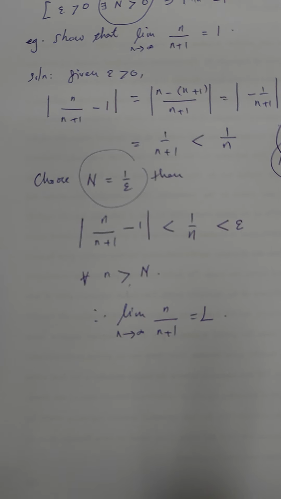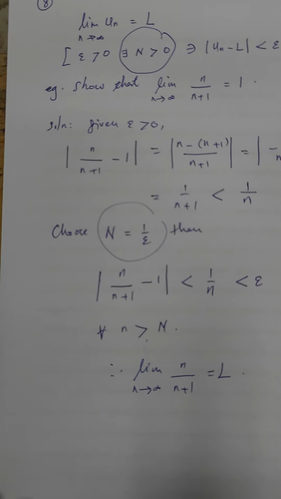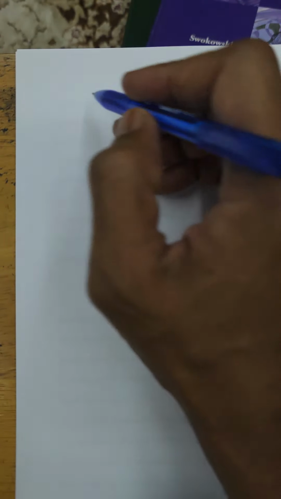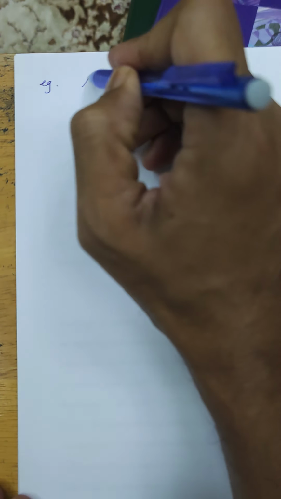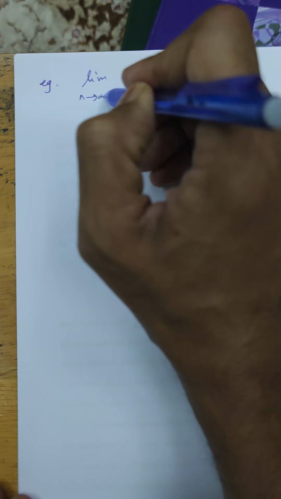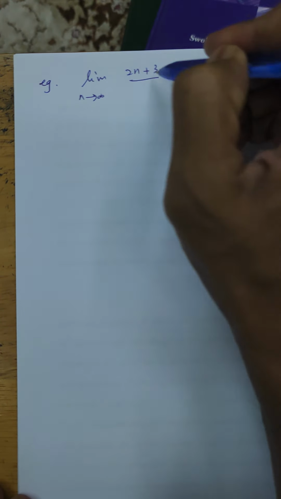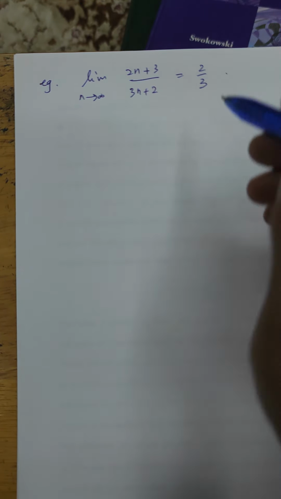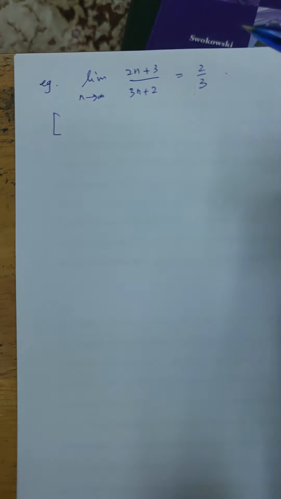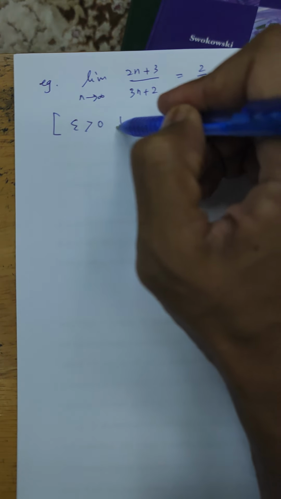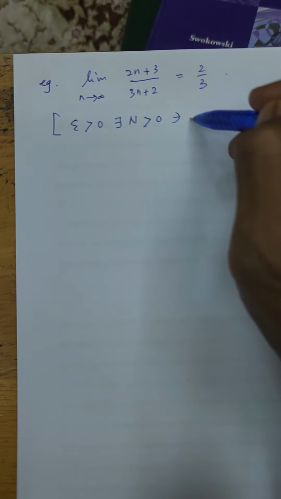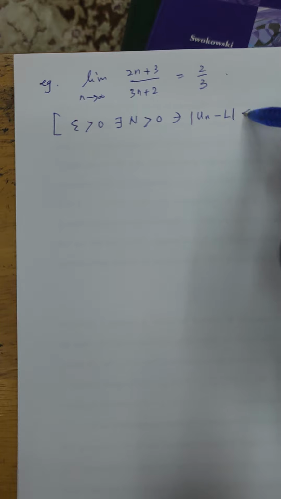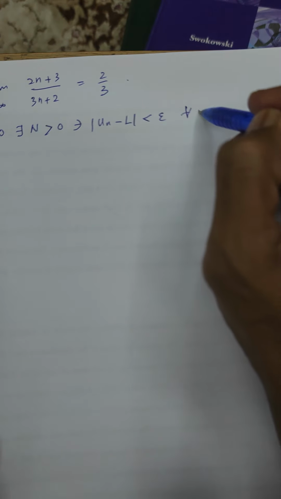So let's consider another example. Let's say we want to show that the limit as n goes to infinity of u_n equal to 2n plus 3 over 3n plus 2 is equal to 2 over 3. Remember that our definition, I always write the definition here: given any epsilon, we can find N positive such that u_n minus L is less than epsilon for all n greater than N. That's the definition of the limit. So we're going to use that definition.